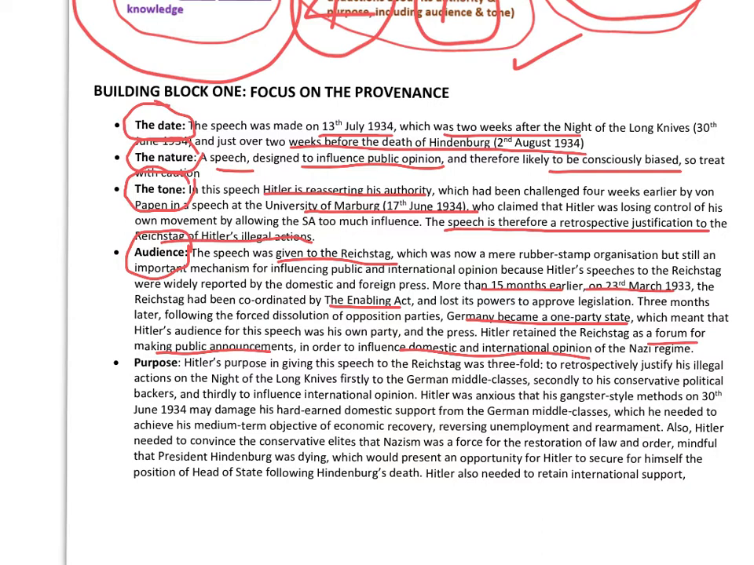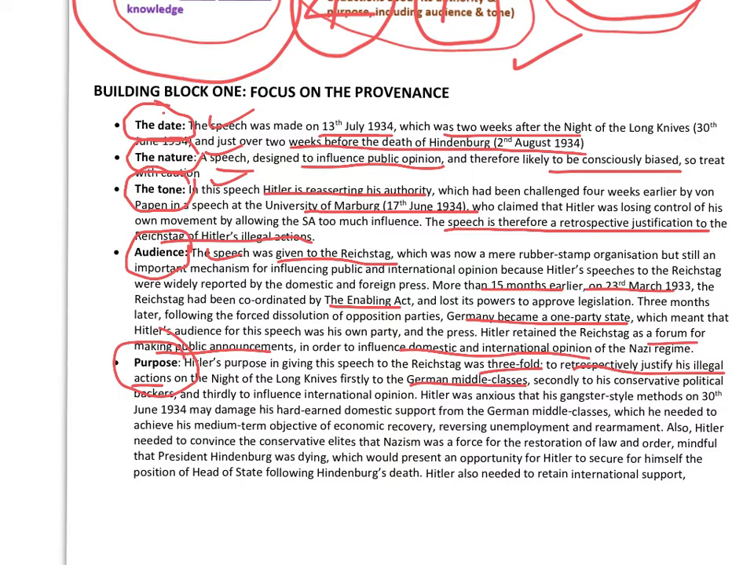So having considered the date, the nature, the tone, the audience, you then are really getting to the crux of it. What's the purpose of the speech? I've pointed out that I think the speech had a threefold purpose. First of all, to retrospectively justify his legal actions on the Night of the Long Knives to the German middle classes, largely because the middle classes want law and order, because law and order is good for business. The middle classes are the business people. They run the German businesses, the German business community.